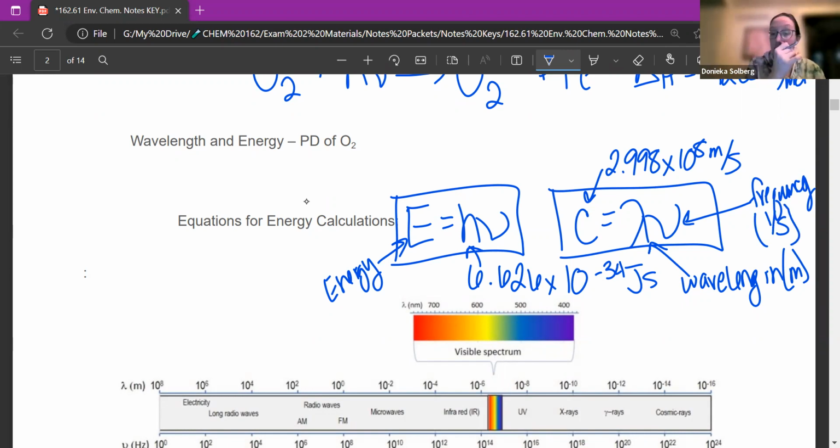These are all related. You can combine them into an equation if you need to, but this is how we find the amount of energy associated with photodissociation and photoionization based on the wavelengths of light coming from the sun.